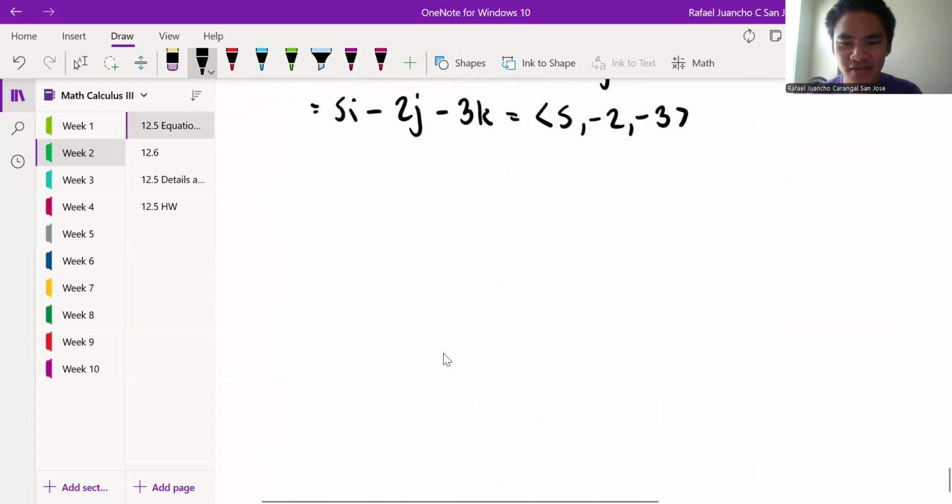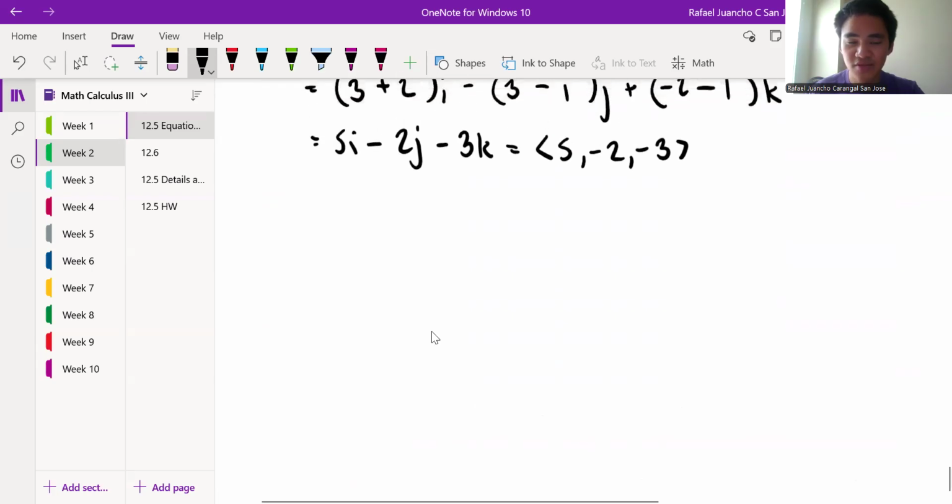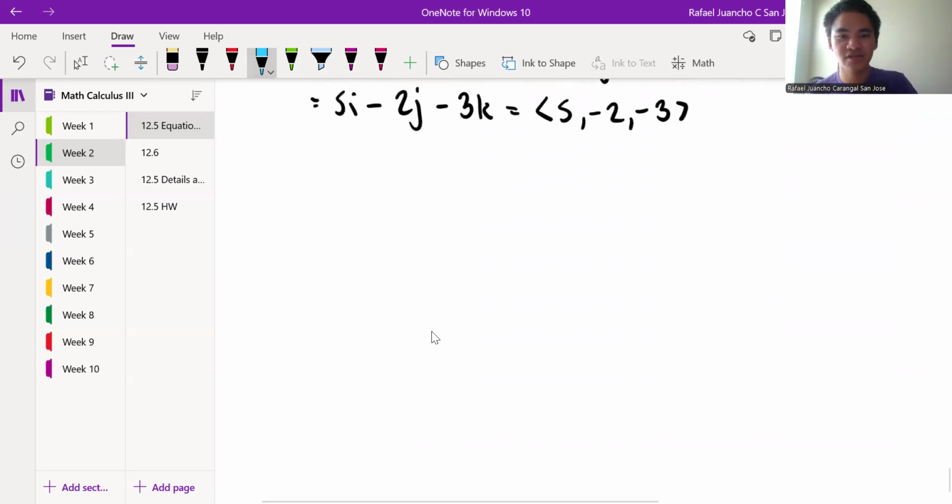So now we have that vector v, and we can write a symmetric equation of L. But I'm going to write the parametric equations first. Let's try that. How do I find the parametric equations?